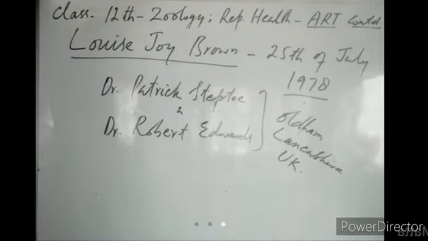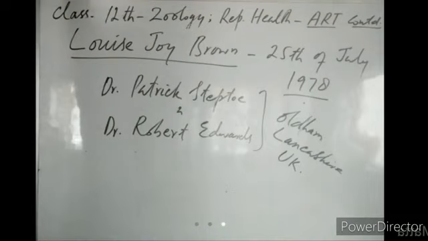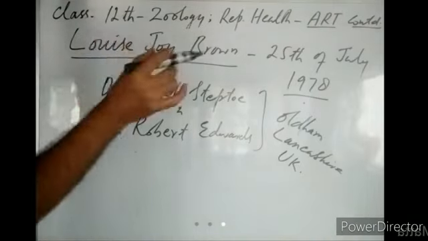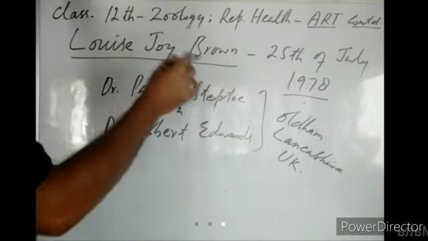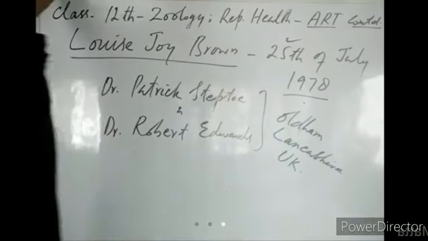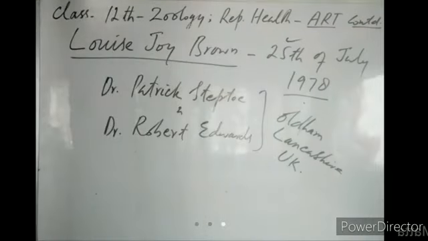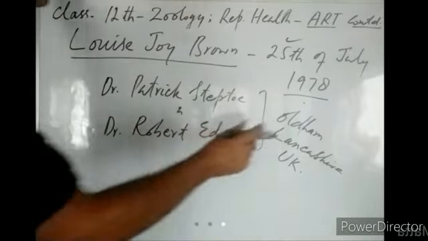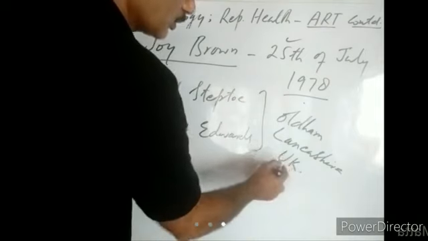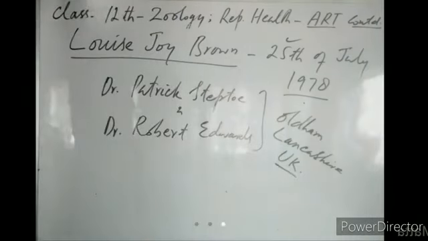So the first baby born by IVF-ET is Louise Joy Brown. Louise Joy Brown was born on 25th of July 1978. She was developed by the IVF-ET technique by Dr. Patrick Steptoe and Dr. Robert Edwards at Oldham, Lancashire, UK. So she was born in the United Kingdom, right?